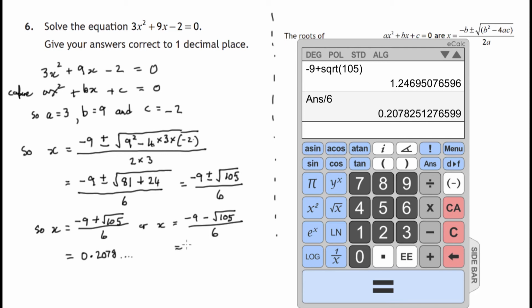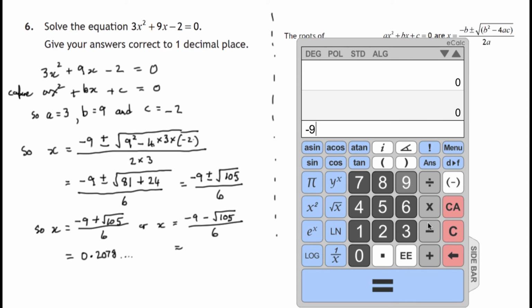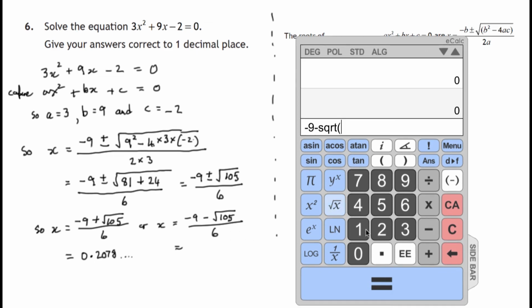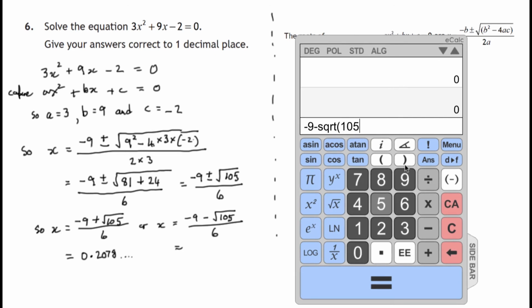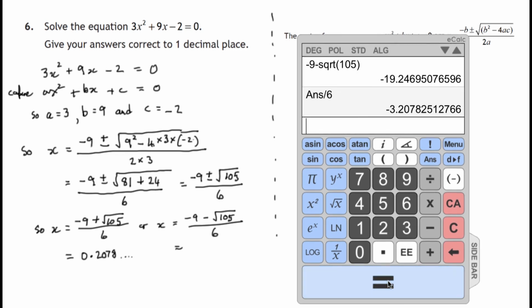Or x equals, let's clear all that, negative 9. This time it's minus the square root of 105. Let's see what that comes to. There it is, negative 19.24 and so on, and divide that by 6. And so there we have negative 3.207 and so on.